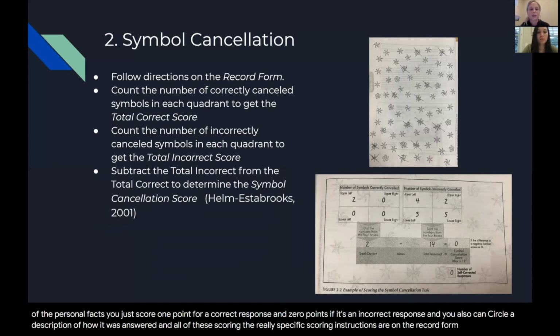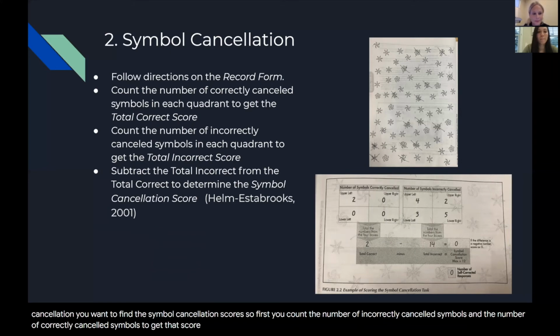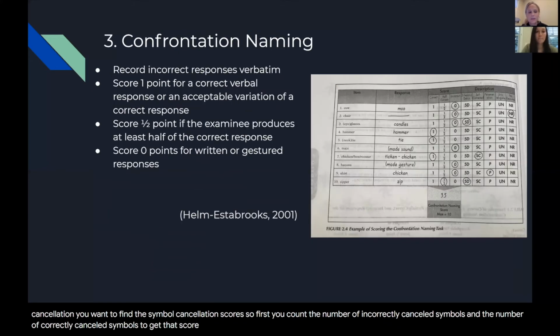But for symbol cancellation, you want to find the symbol cancellation score. So first, you count the number of incorrectly canceled symbols and the number of correctly canceled symbols to get that score. The third, for confrontation naming, is 1 point for a correct response, half a point for a half correct response, and 0 points if the response was either written or gestured.